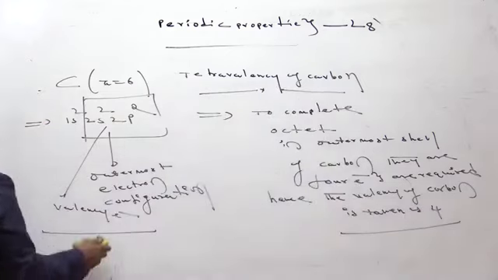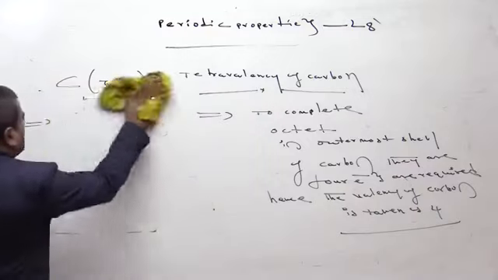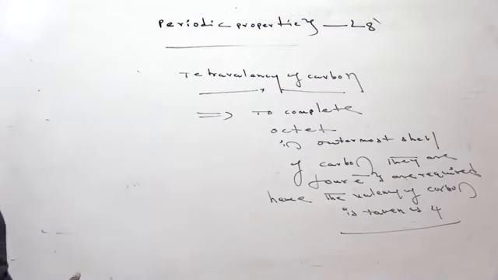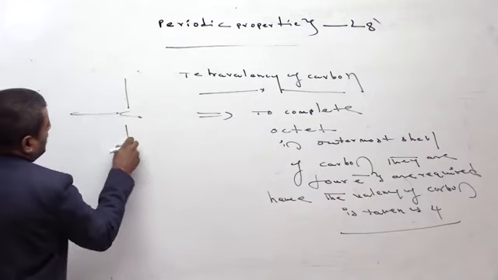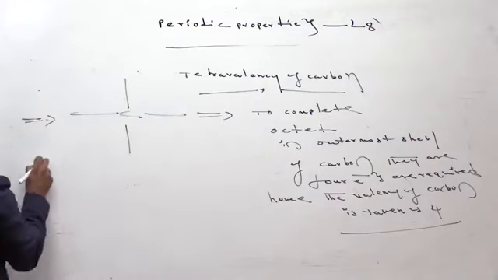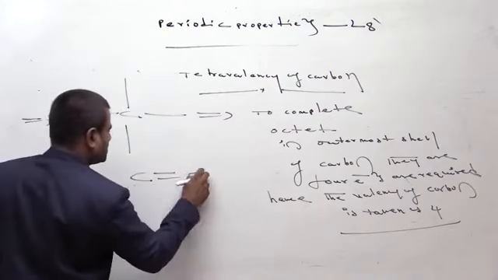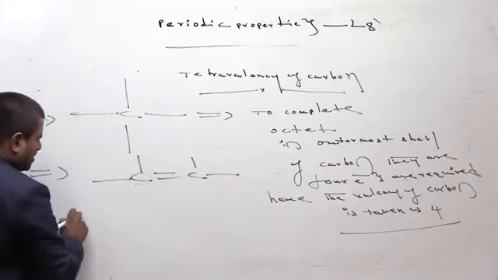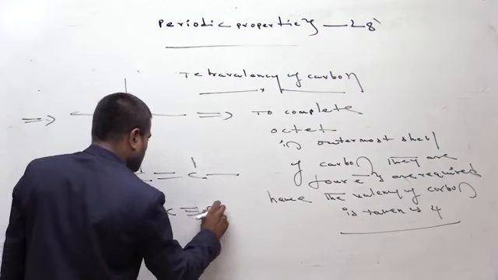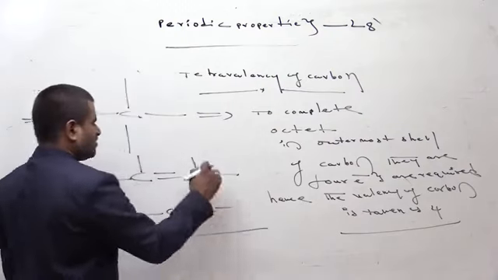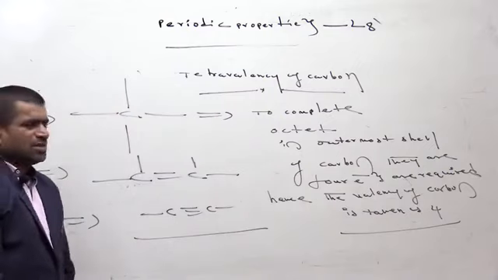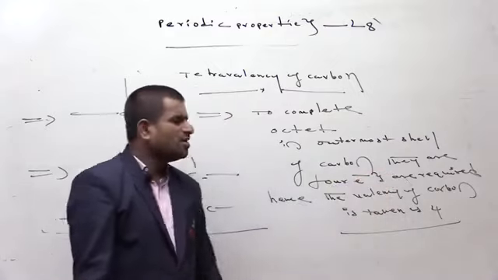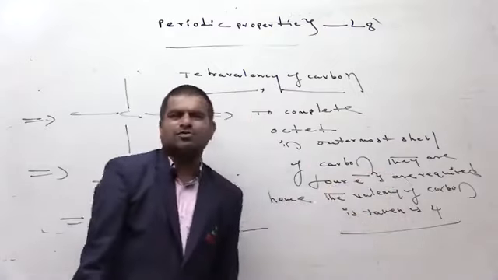That's why in organic compounds, in hydrocarbons, carbon is always attached to 4 bonds, either single, double or triple bonds, like C double bond C. Carbon is always attached to 4 bonds. That is why carbon's valency is taken as tetravalency. The reason is that to complete the octet in the outermost shell, 4 electrons are required, so carbon's valency is taken as 4.